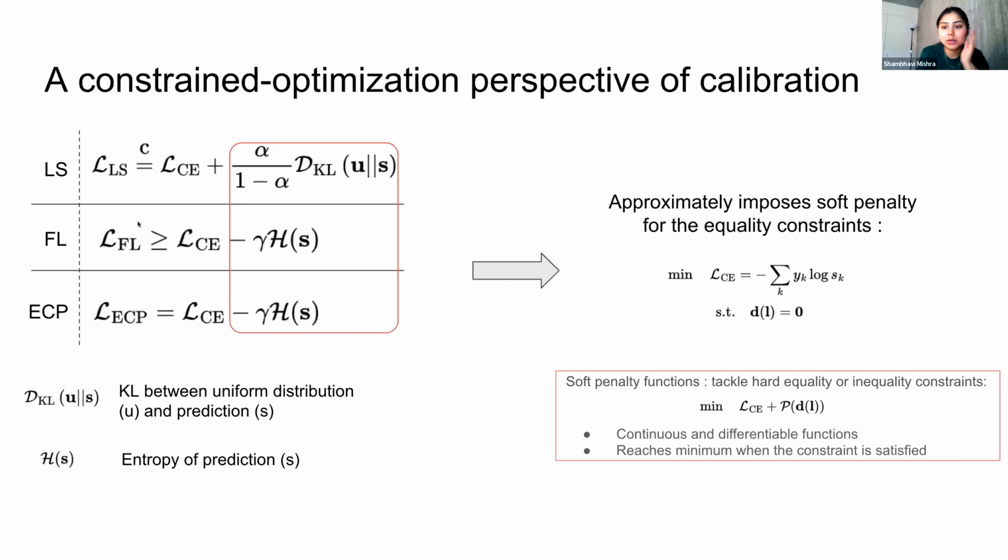Sorry to interrupt again. Before we move on, there's a question in the chat. What's the intuition behind choosing the maximum logit as a reference for distance?